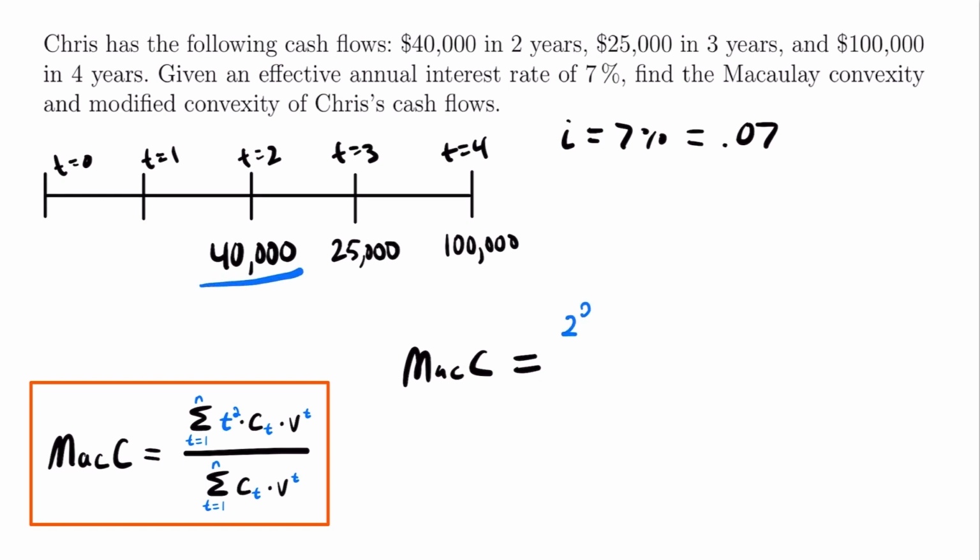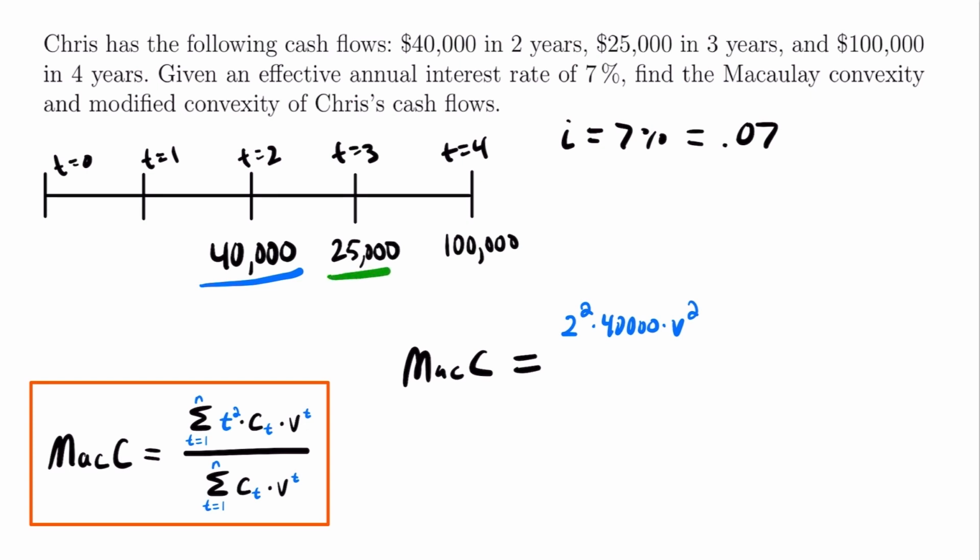All right, so let's start with our first cash flow of $40,000 at t equals 2. We'll have 2 squared times 40,000 times v squared. This $40,000 was made at time 2, so we have that value of t right here, but we square it, 2 squared, multiply it by the amount of the cash flow, and then multiply it by the present value factor squared, which will take that cash flow back 2 years to time equals 0, where the present value is valued. All right, so that takes care of the first cash flow.